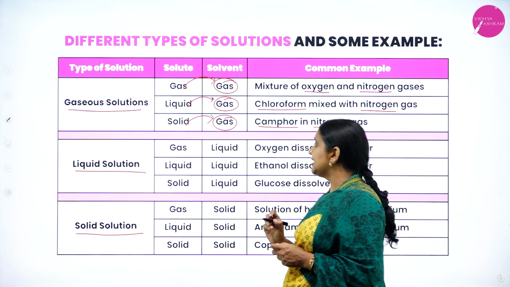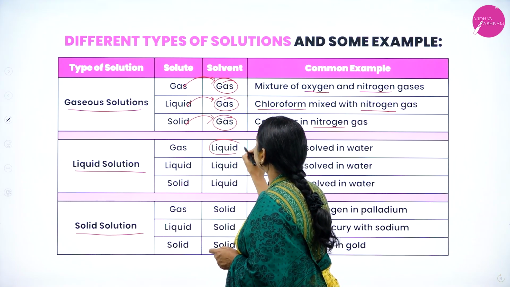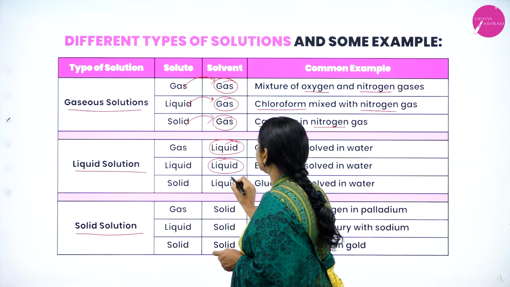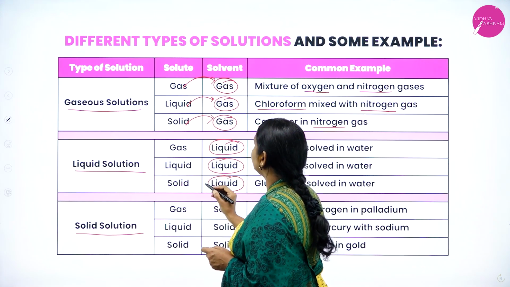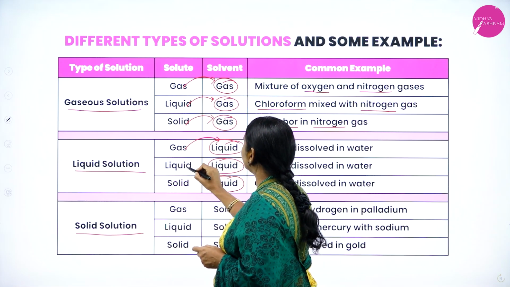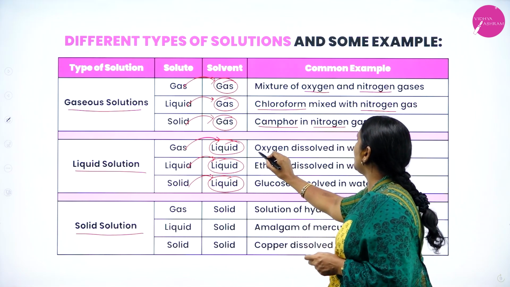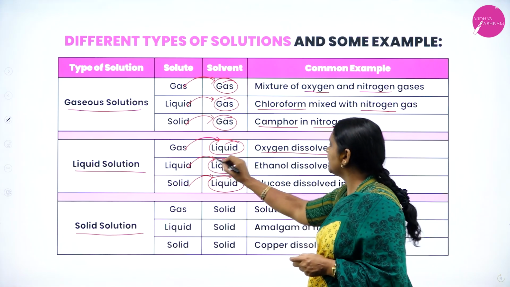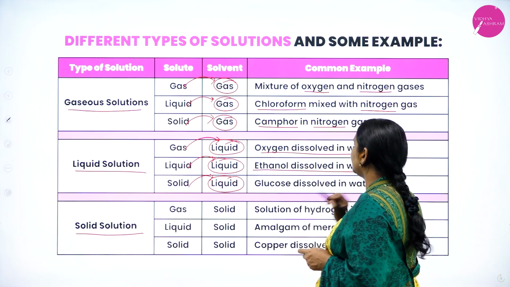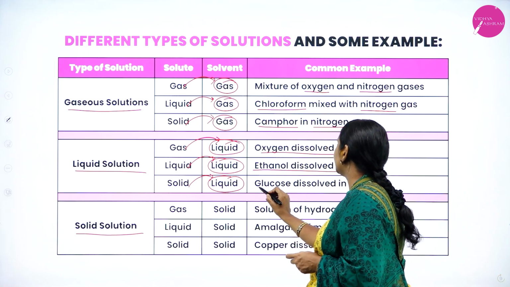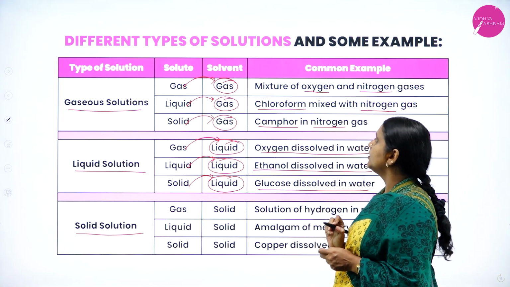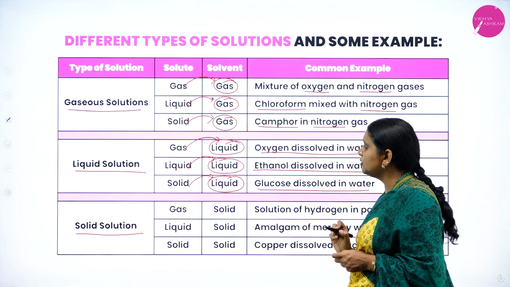Next, liquid solution. Here in all three cases, liquid is the solvent, but the solute is gas in liquid, liquid in liquid, or solid in liquid. Gas in liquid: oxygen dissolved in water. Liquid in liquid: ethanol dissolved in water. Solid dissolved in liquid: glucose dissolved in water.